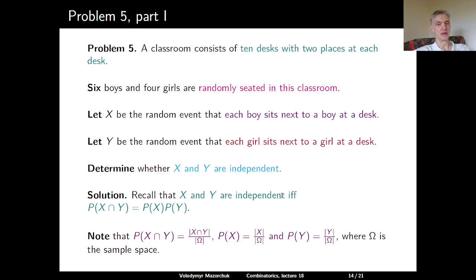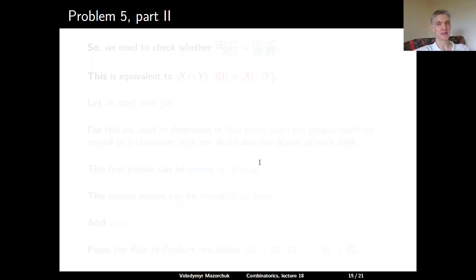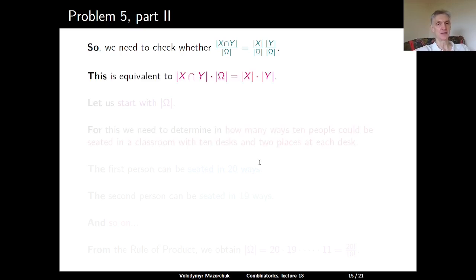And so our equation for independence can be rewritten as the cardinality of X intersection with Y divided by the cardinality of Omega equals the cardinality of X divided by the cardinality of Omega times the cardinality of Y divided by the cardinality of Omega. And we can rewrite this as the cardinality of X intersection with Y times the cardinality of Omega equals the cardinality of X times the cardinality of Y. So to answer our problem, we need to compute all these four cardinalities.